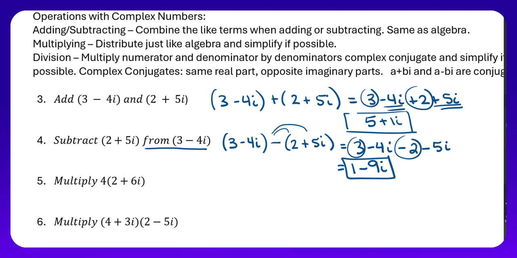Multiplying, here we're just multiplying a single number times the quantity 2 plus 6i. So again, this is just like the algebra you would have seen before. We'll distribute: 8 plus 24i. Multiply these, again, very similar to what you've done before. I'm only going to note that when we get an i squared, we'll have to simplify that.